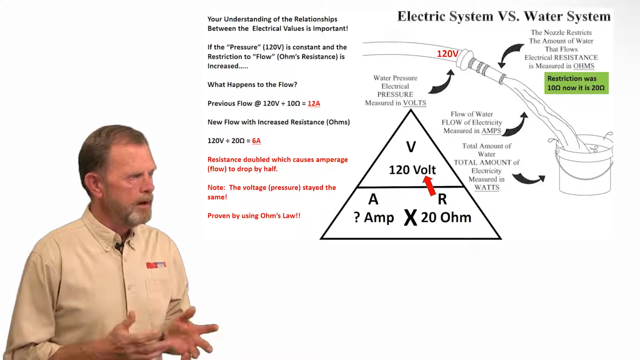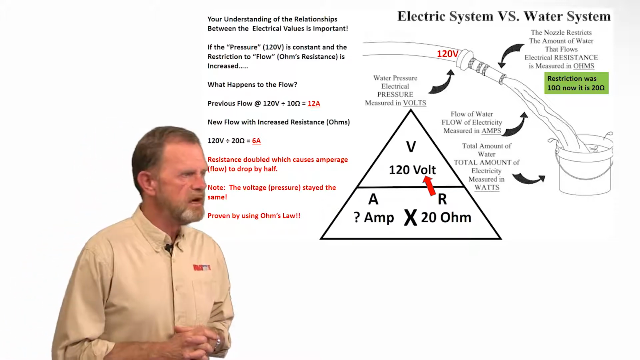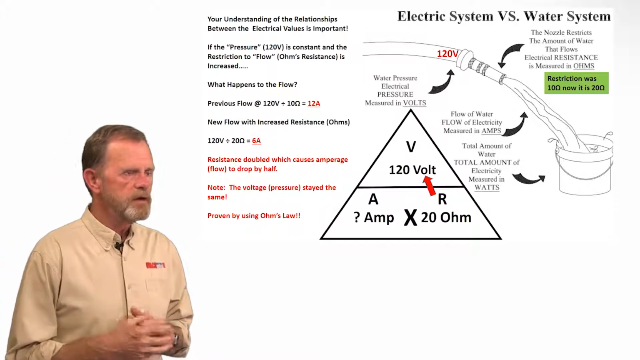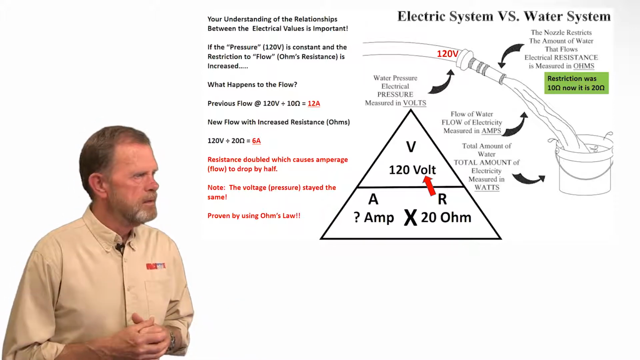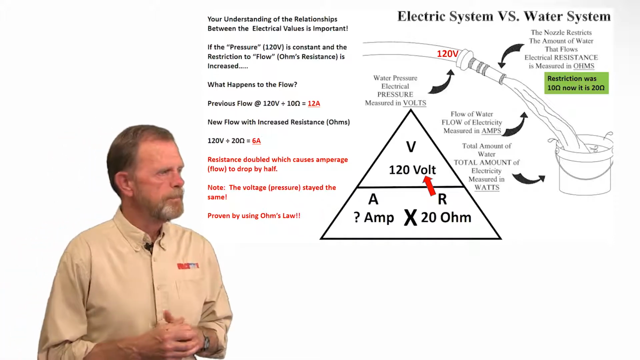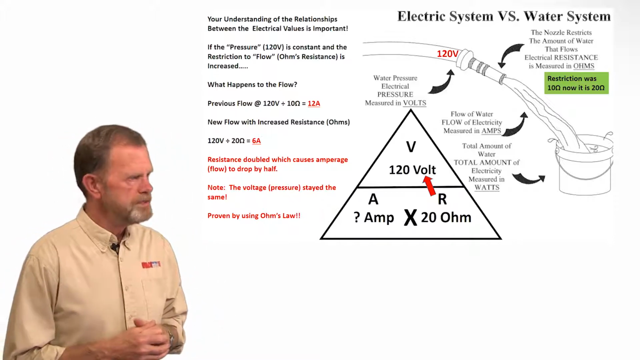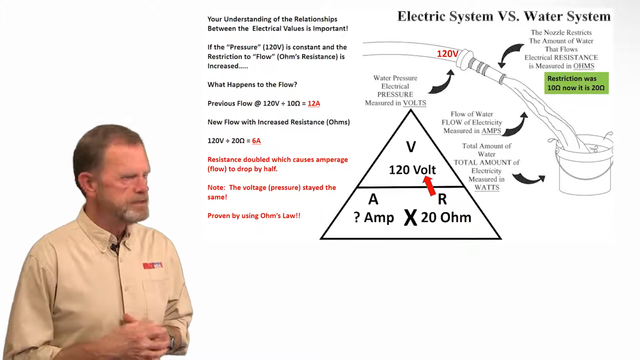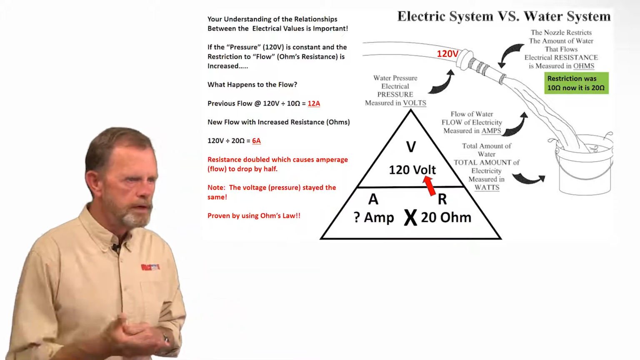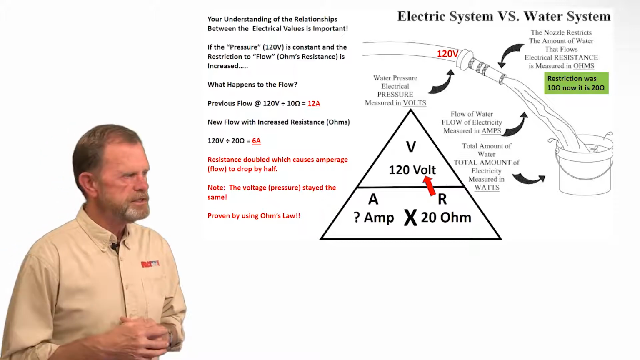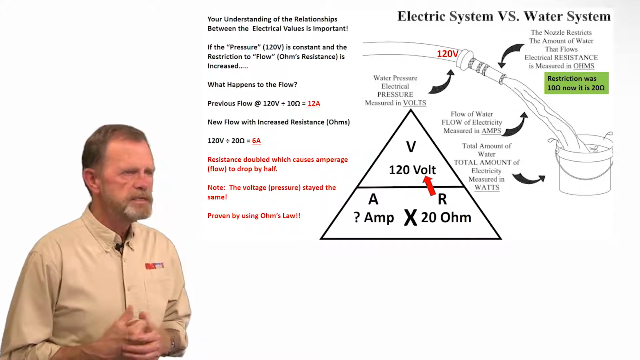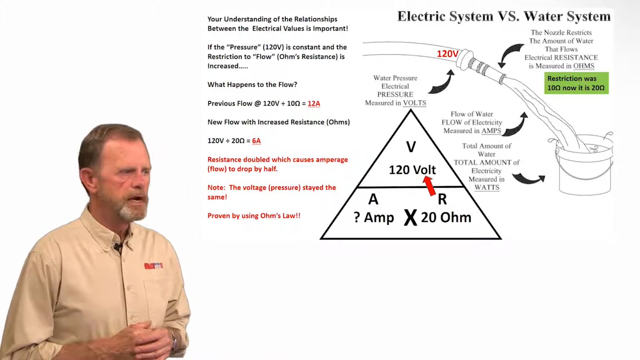All right, so if the pressure, 120 volts, is constant and the restriction to flow, Ohm's resistance, is increased, what happens to the flow? Here's a relationship. Previous flow: 120 volts at 10 ohms was 12 amps. The new flow, with the resistance doubled, is 120 volts divided by 20 ohms, and the flow went in half. Resistance doubled causes amperage to drop by half.